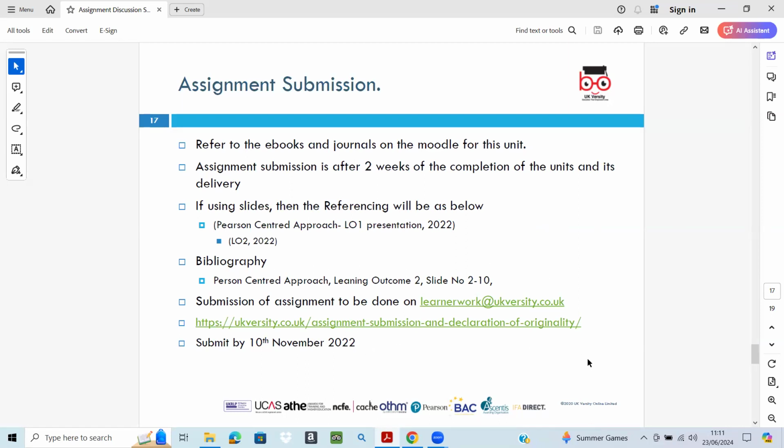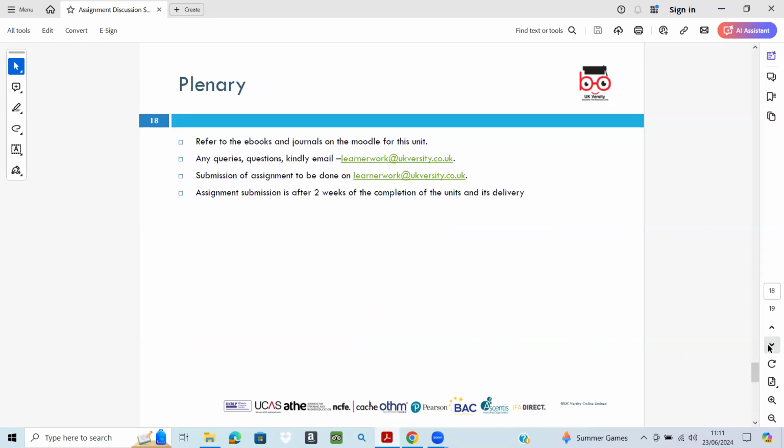And the submission of assignment is to be done on Learner Work at UK Versity. So you will submit your assignment to this email. This date is not correct, so it should be after 2 weeks. Make sure that we submit the assignment within 2 weeks. Right, so this was all about the slides.